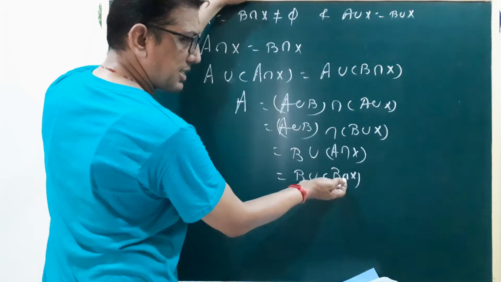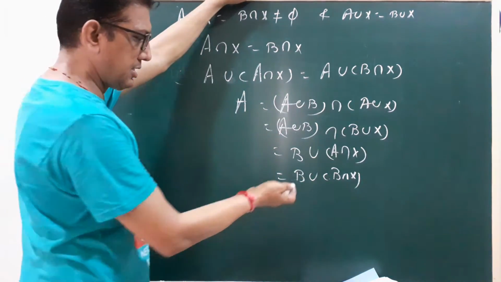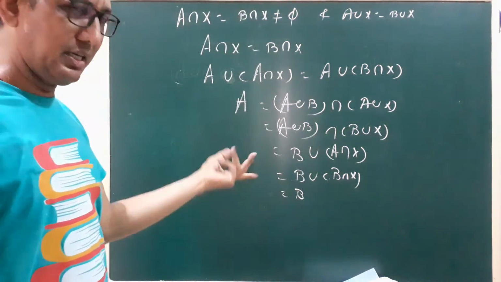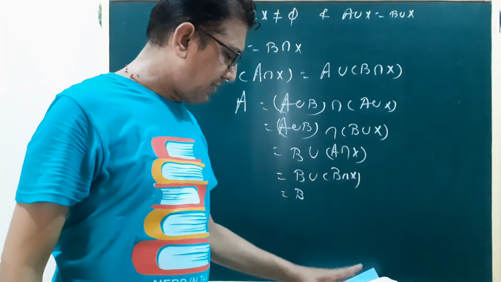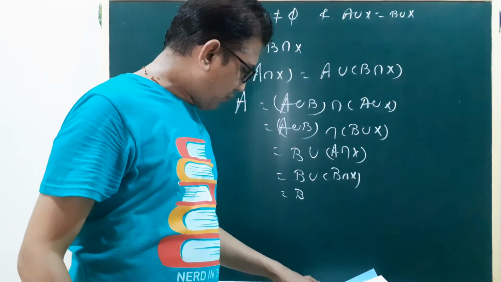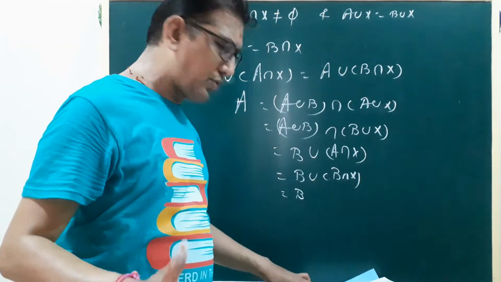So again, B intersection X, that is the common element of B and X. Then again union B. So the answer is B. Is it clear? So the 3rd and 11th are the same question. Okay, now the 4th is completed. Now we discuss the 5th question.